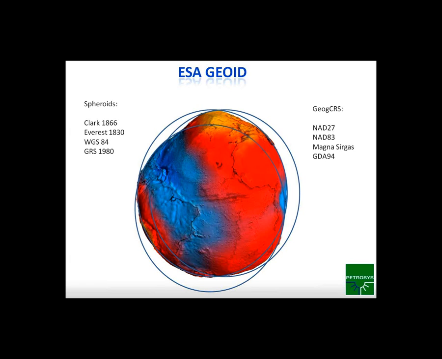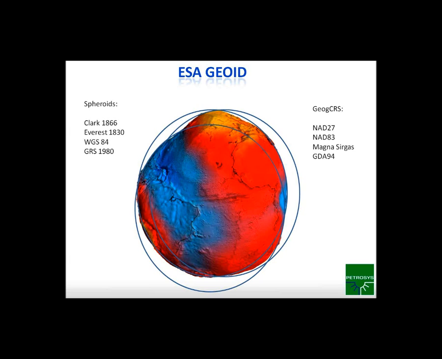You end up with a geographic CRS, and some commonly used ones here in the United States are the NAD 27 or the NAD 83. One that's commonly used down in South America is the Magna Sirgas, and then there's one that's used over in Australia. I have to bring the Australian one up because Petrosys is an Australian company. That's the GDA 94.